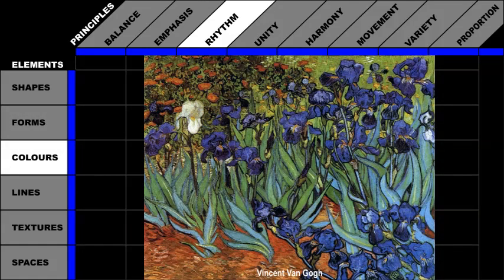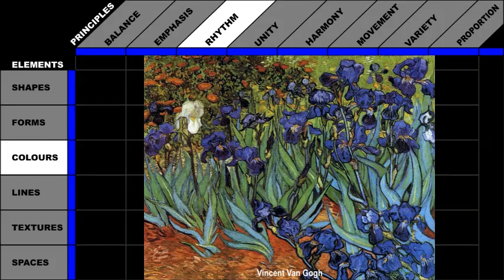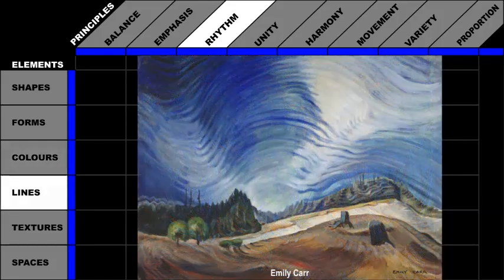Vincent van Gogh used color to create rhythm in his painting of irises. Similar colors are repeated in the flowers, leaves, and more. The viewer's attention moves from place to place, following the direction of the sequential changes of color.